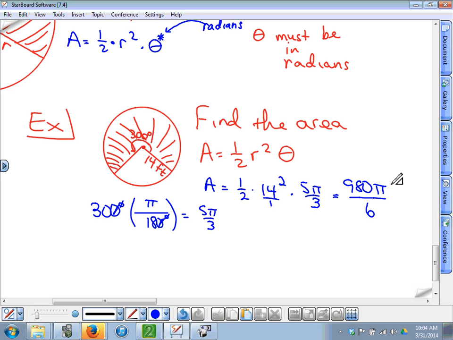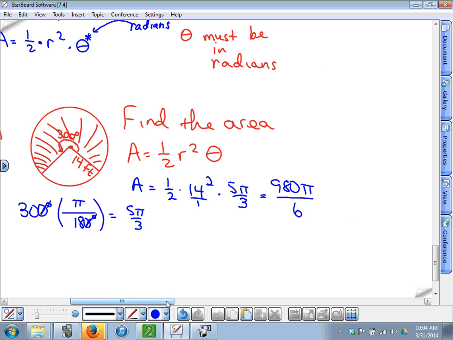Now, how do we know that that can simplify? Well, 2 goes into both of them, they're both even. Would 3 go into 6? Yes, but I don't think 3 goes into 980. So 2 goes into both of them. What's 980 over 6 as a simplified fraction? It'd be 490 pi all over 3.